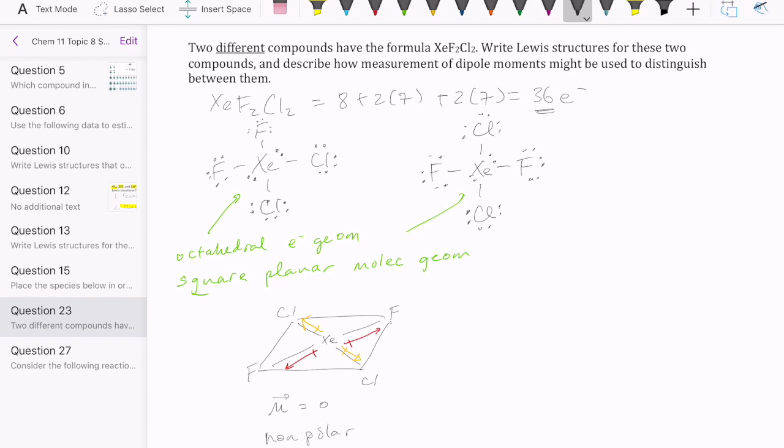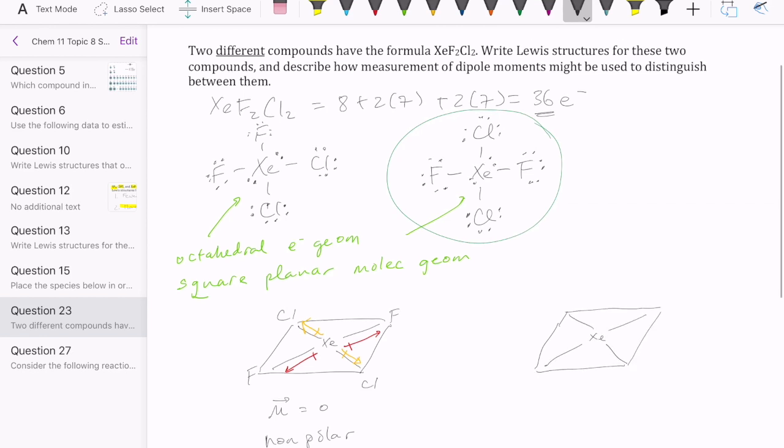And of course, that's what this second structure that we drew earlier was. Now let's take a look at the other structure. With the other structure, also square planar, Xe in the middle, except that now our bond is to F on one side, Cl on the other side, and F on one side and Cl on the other side. If you do it that way, then using the same color coding, you get these two reds as the bond dipoles, and then for the chlorine, you have the two yellow ones.